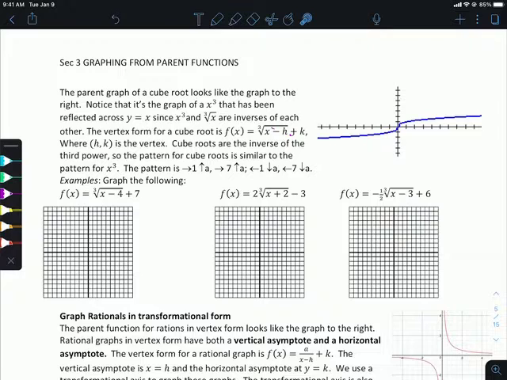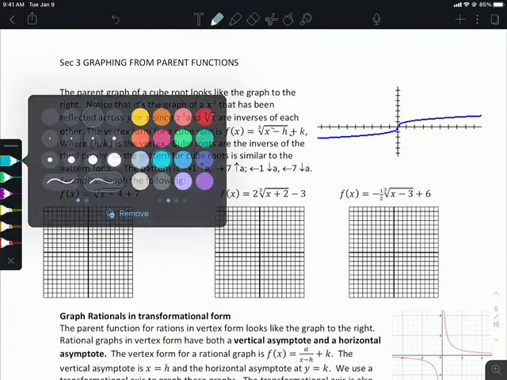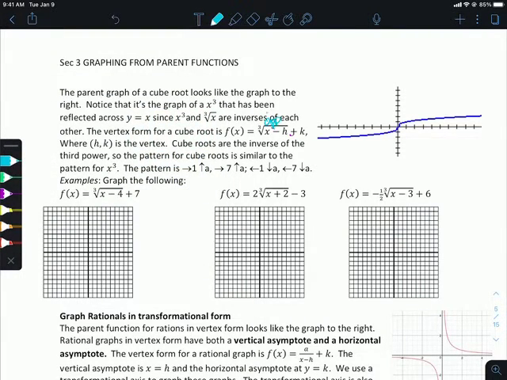Our pattern for finding this starting point, the vertex, is the same as we've had before. You do the opposite of inside the root, so it's the opposite of inside whatever function you are. So in this case, it's a cube root. And then it's the same direction vertically outside the root, right? And then we always have some a value pattern that we take into consideration, right?